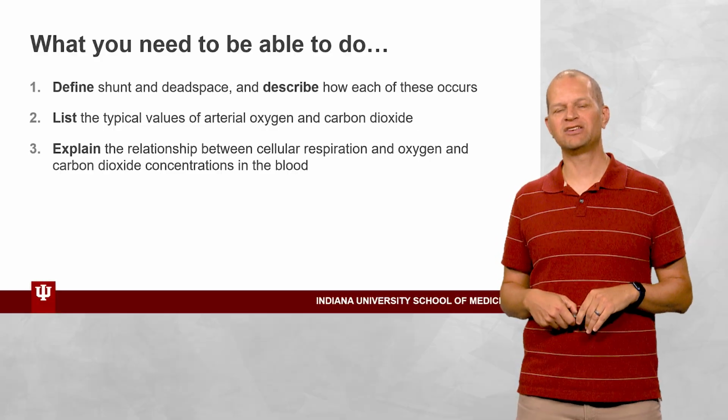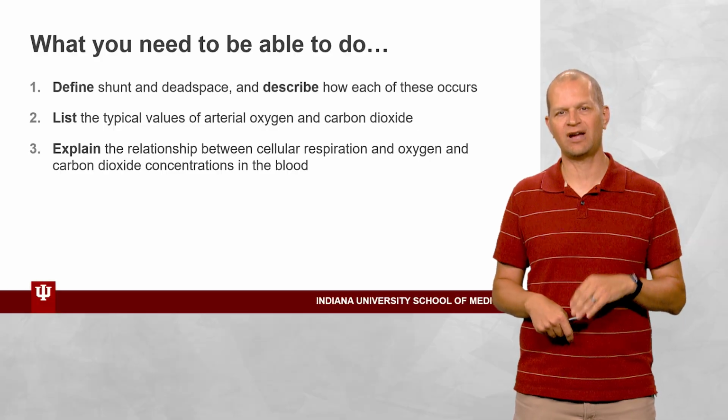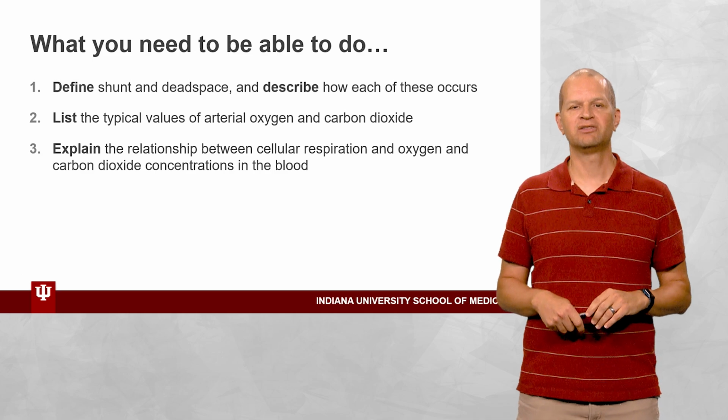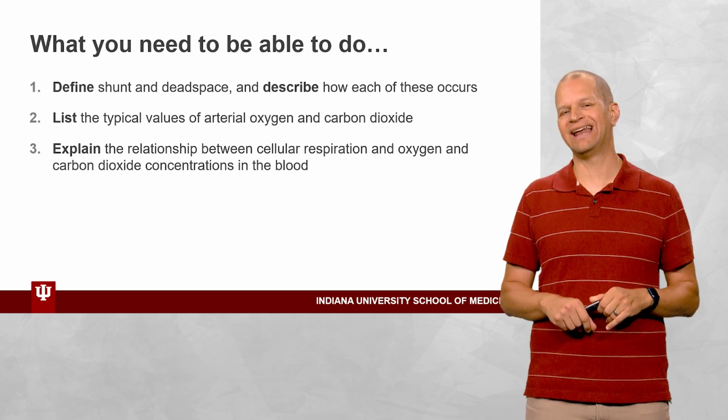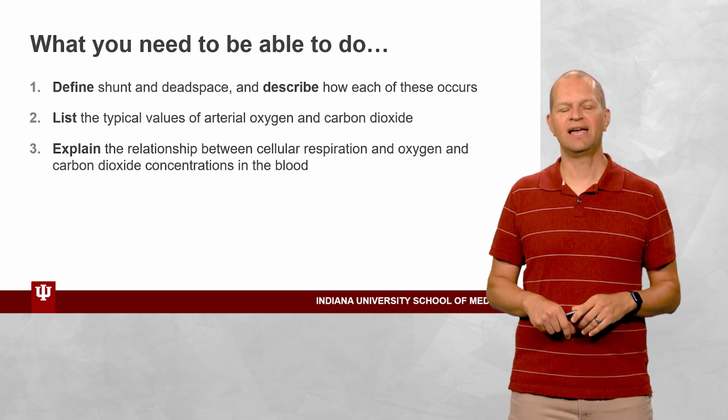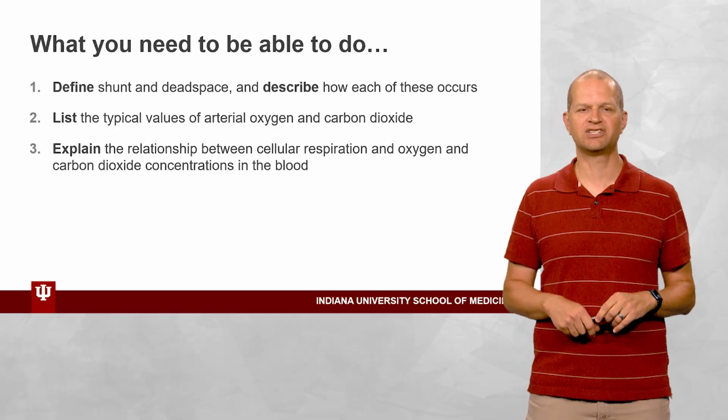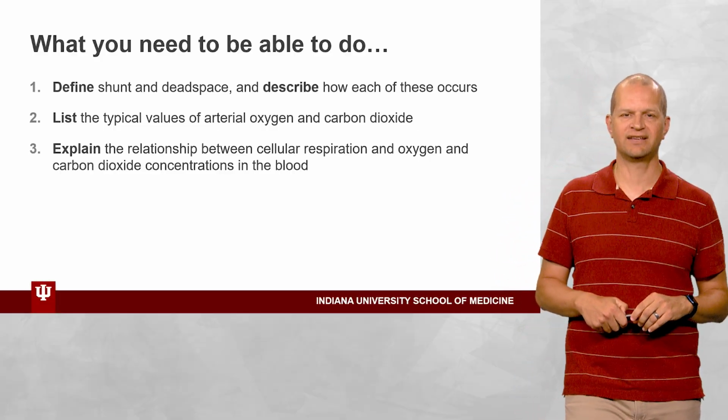So at the end of this video, can you define shunt and dead space and describe how each of these occurs? Can you list the typical values of arterial and alveolar oxygen and carbon dioxide? And can you explain how cellular respiration affects oxygen and carbon dioxide concentrations?